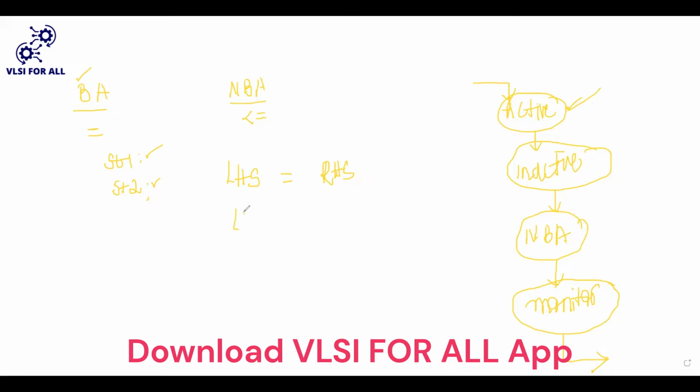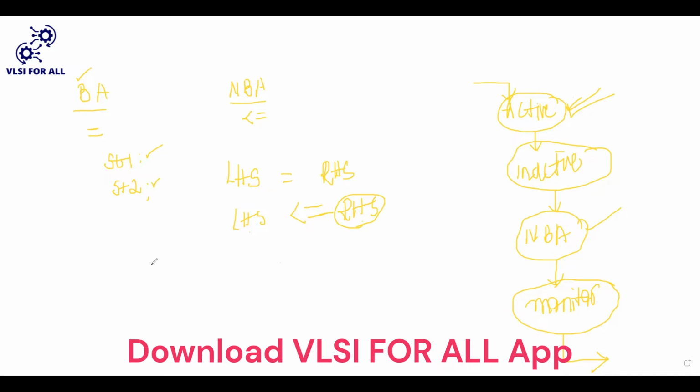But when I consider the non-blocking assignment, LHS less than or equals to RHS, what will happen is the earlier value of the RHS will be evaluated in the active region. But this value of the RHS will be assigned to the LHS inside the non-blocking assignment region, that is, once it enters the non-blocking assignment region. So this is the basic difference.